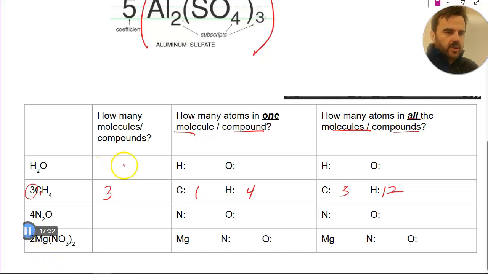Okay, I'm going to go through this kind of quickly here. So we have just 1 molecule here, 2 hydrogens, 1 oxygen. Down here we have a total of 4 molecules. In 1 molecule, we have 2 nitrogens, 1 oxygen. We have 8 nitrogens and 4 oxygens here.